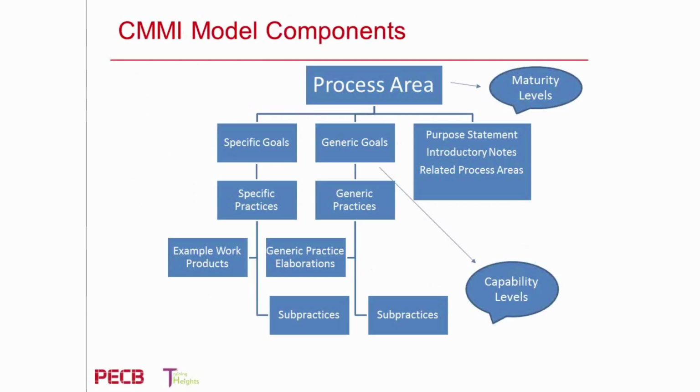All right. So the way the documents are structured is on this slide. You have a process area. For that process area, you can have a maturity level. Then you have what we call specific goals, specific practices, example work products, and sub practices. The guidelines are available on the SCAMPI website.